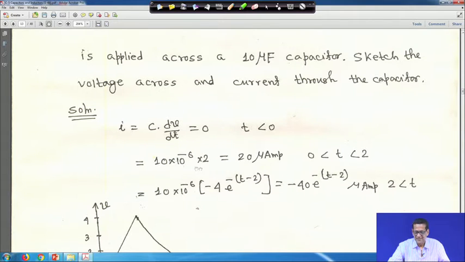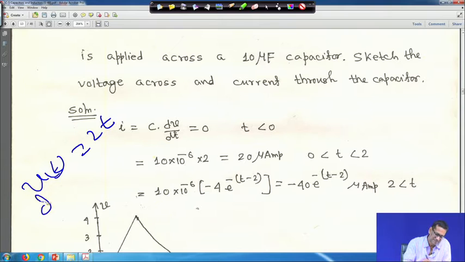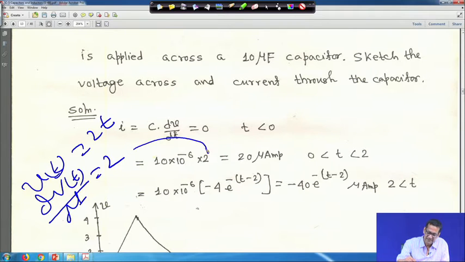Now next, between 0 and 2, C is 10 into the power minus 6 farad, and V(t) is equal to 2t, that means dV by dt is equal to 2. So the current is C into dV by dt, which is 2. C is 10 microfarad, so 10 to the power minus 6 farad. If you multiply this, it will be 20 microampere, the current in that interval 0 to 2.